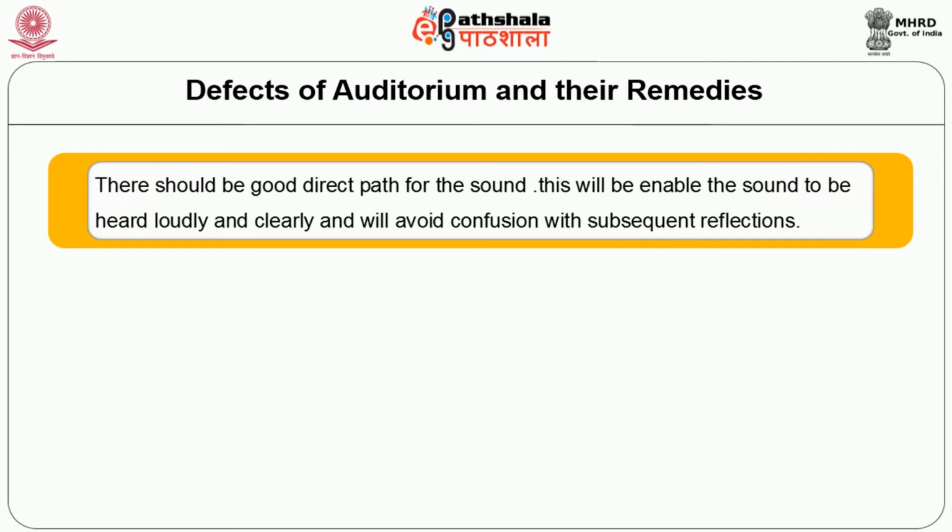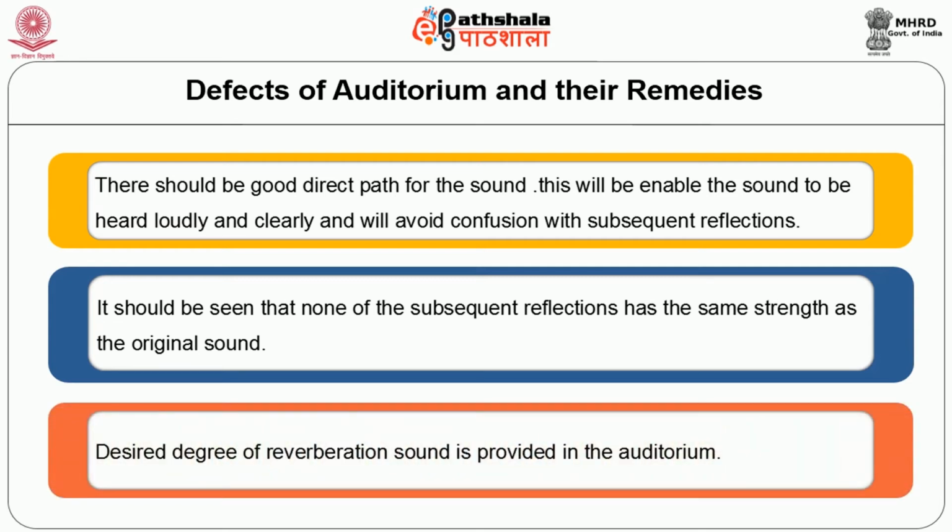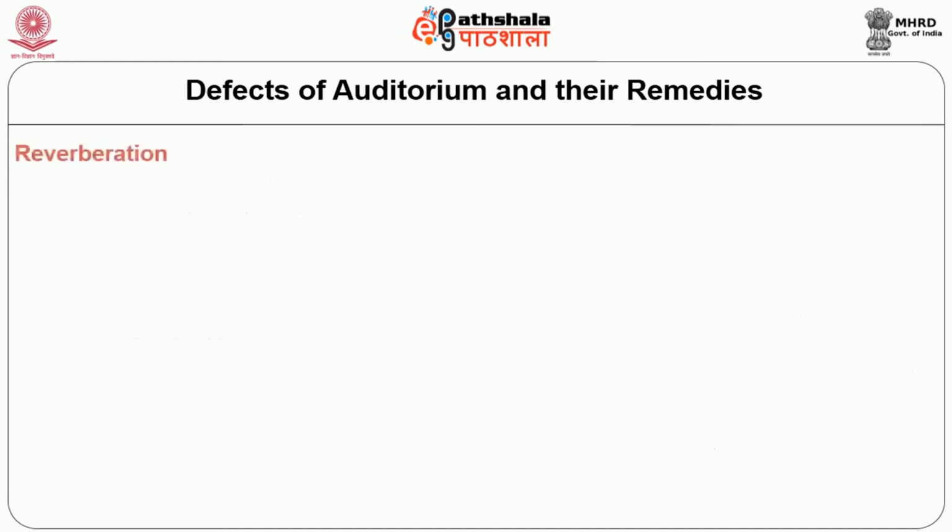There should be a good direct path for the sound. This will enable the sound to be heard loudly and clearly and will avoid confusion with subsequent reflections. It should be seen that none of the subsequent reflections has the same strength as the original sound. The desired degree of reverberation should be provided in the auditorium.